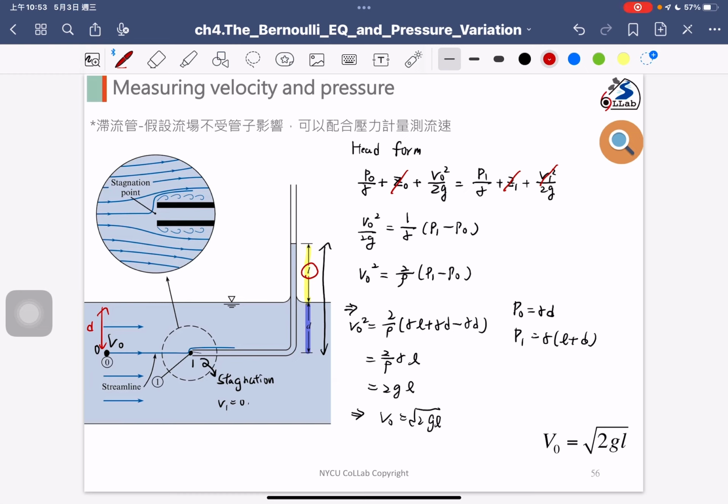So the stagnation tube is very convenient. We just put it inside the flow field, observe what L we have, and put it into the root 2gL equation, and we can rapidly understand the velocity in the flow field.